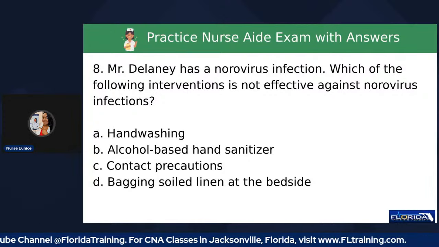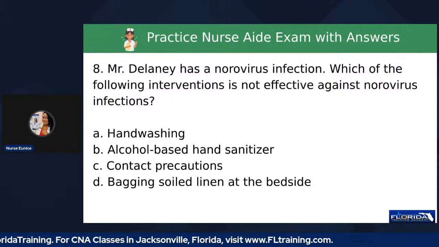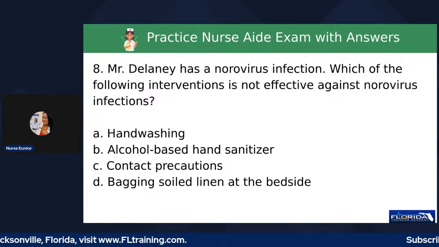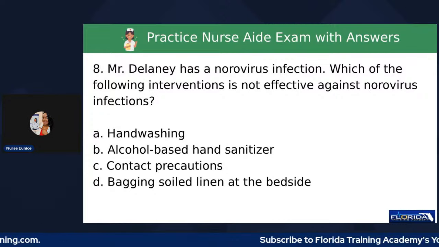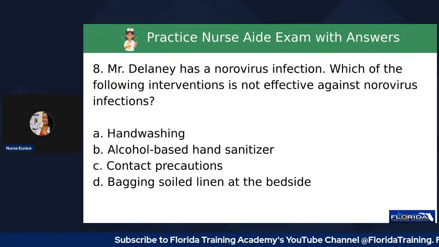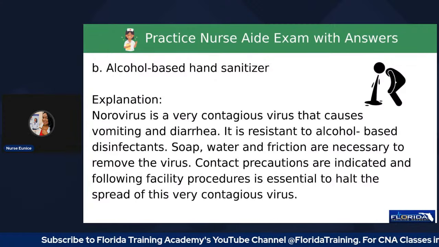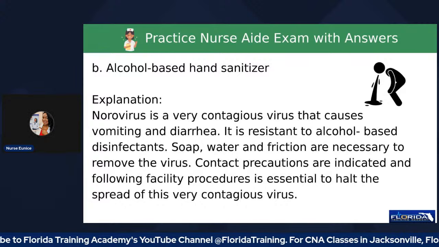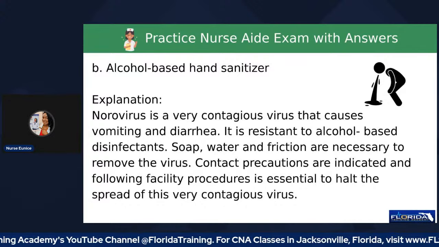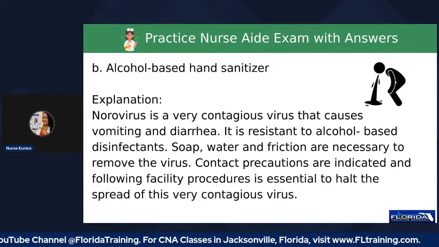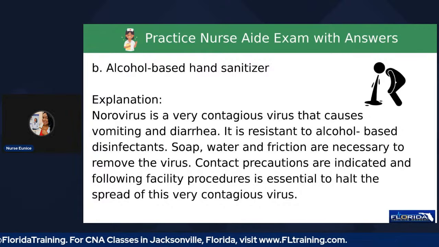And I'll give you a hint. Whenever there are illnesses on the cruise ships, usually it's caused by norovirus. I'm revealing the answer in 3, 2, 1. It's alcohol-based sanitizer because those spores are hard to kill. The alcohol cannot penetrate it. So we don't use alcohol-based sanitizer on norovirus.